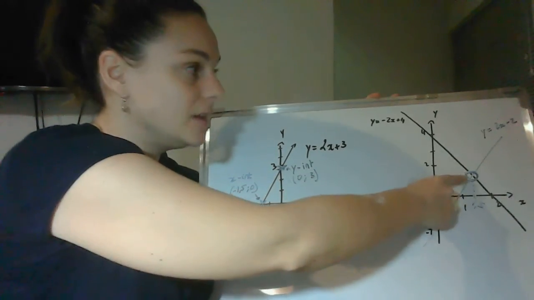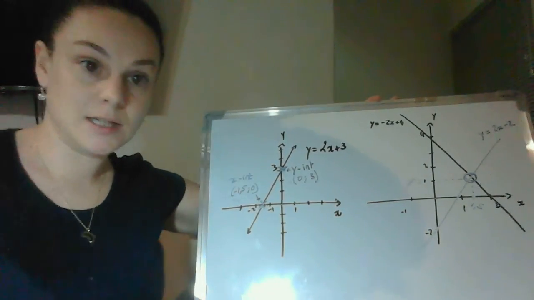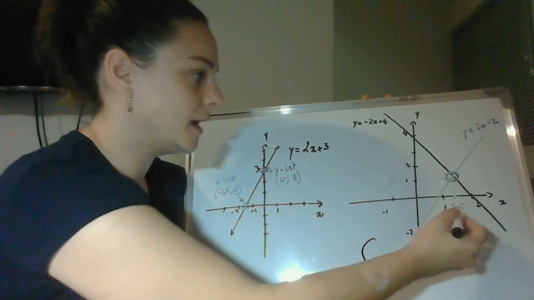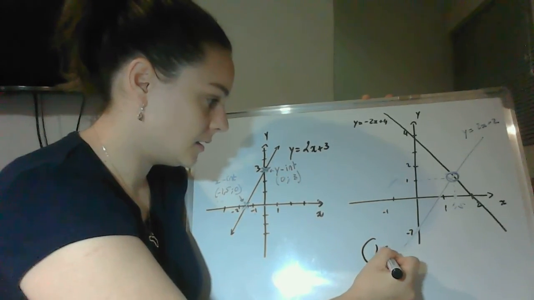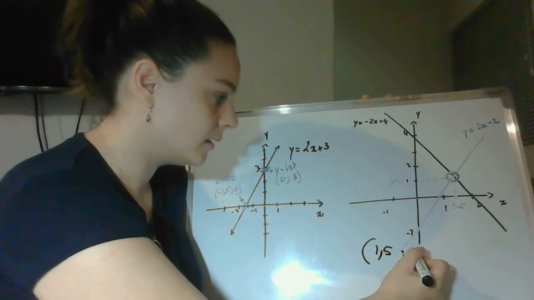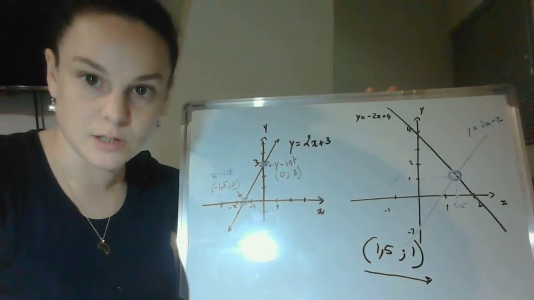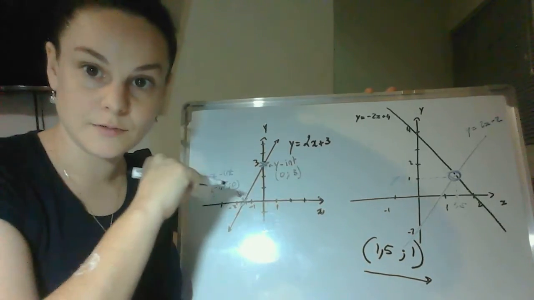So the point of intersection of y1 and y2 is the set of coordinates x is 1.5 and y is 1. That's the coordinates of intersection of the two graphs.